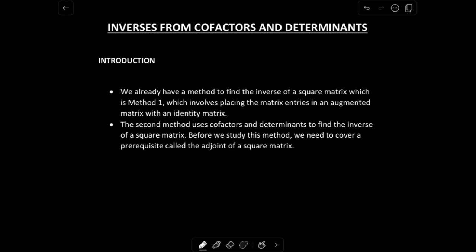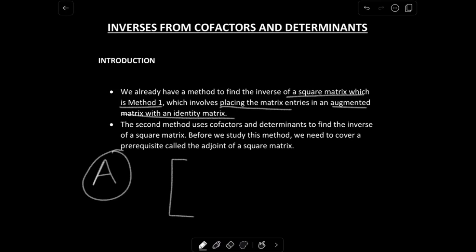We're covering inverses from cofactors and determinants. So we already have a method to find the inverse of a square matrix, which is method 1. That involved placing the matrix entries in an augmented matrix together with an identity matrix. If you recall, you had a square matrix A, and to find its inverse, if it had one, you would place its entries on the left-hand side of an augmented matrix. You'd have a long vertical line separating this matrix from an identity matrix of the same dimensions as A, and that would be your augmented matrix.